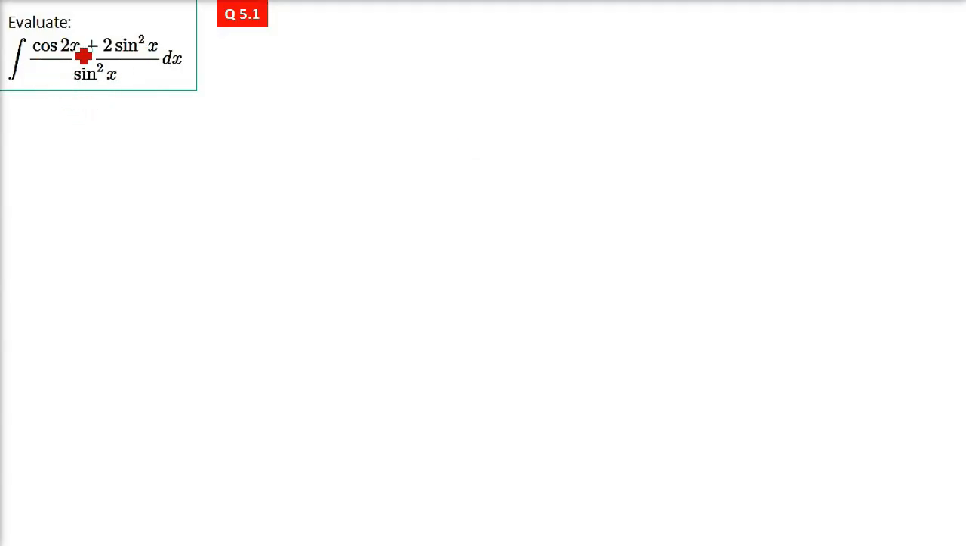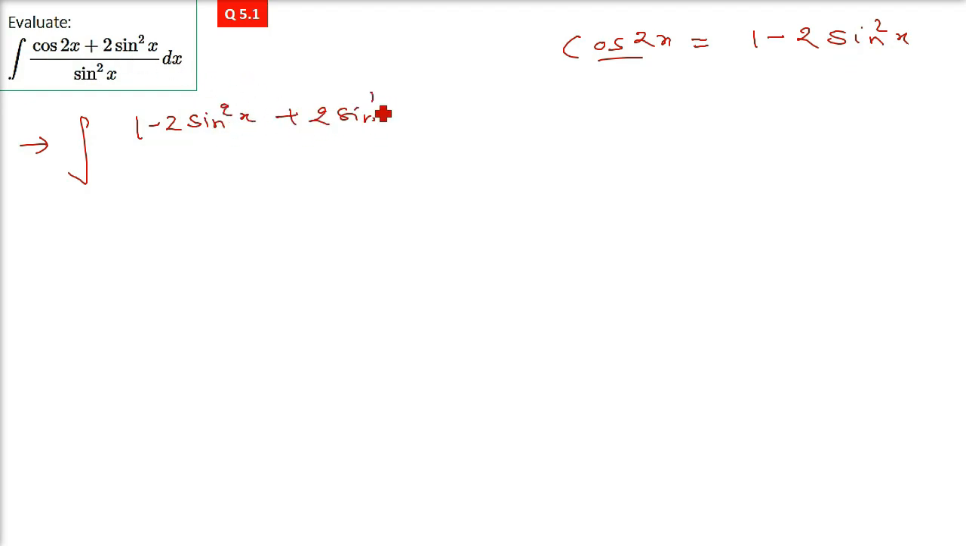Now evaluate the integral of (cos 2x plus 2 sine square x) divided by sine square x dx. So cos 2x is simply 1 minus 2 sine square x. So we'll use this one. Just replace cos 2x by 1 minus 2 sine square x: 1 minus 2 sine square x plus 2 sine square x, divided by sine square x. The negative 2 sine square x and the plus 2 sine square x get cancelled. They are similar with a plus and minus sign, so you can cancel them.